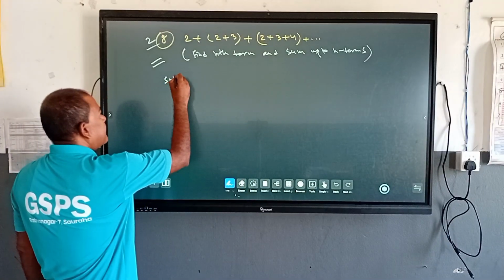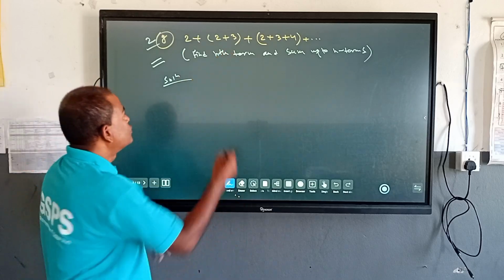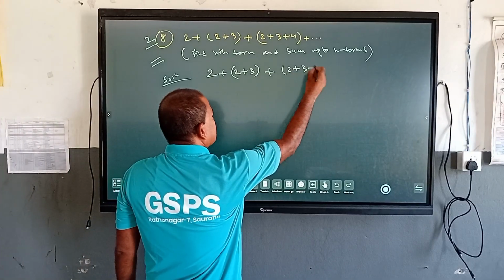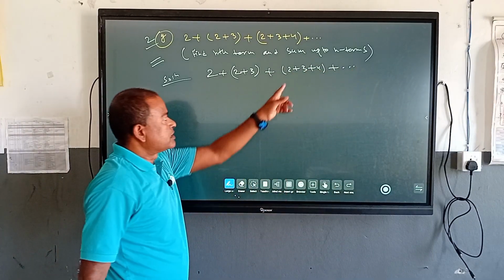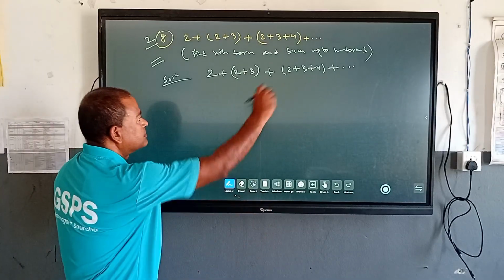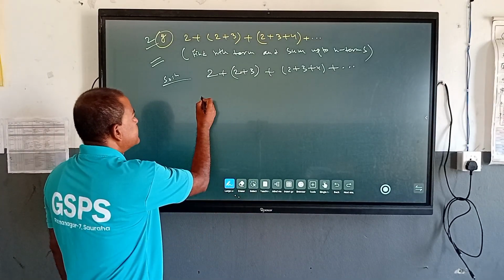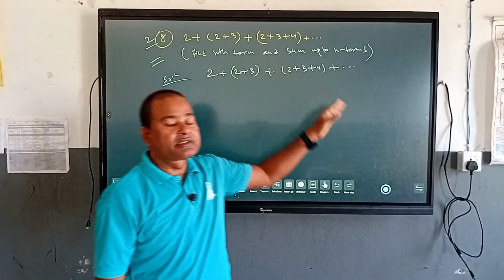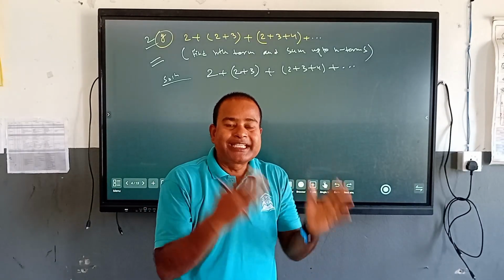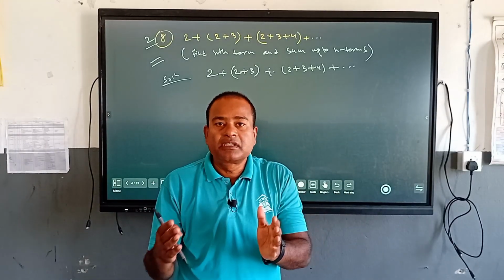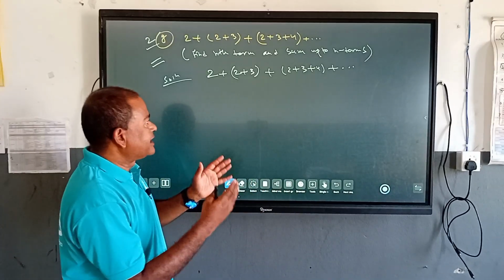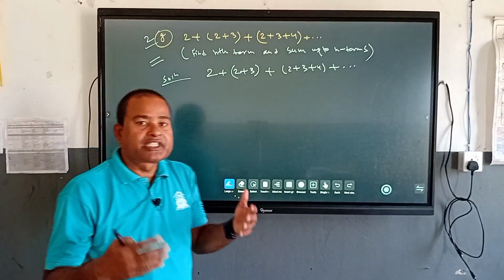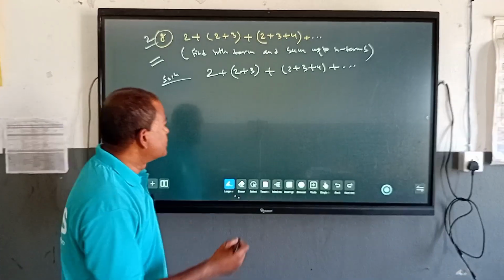Dear students, the given series is 2 plus 2 plus 3 plus 2 plus 3 plus 4 plus dot dot dot. Each term of the series, that means first term, second term, third term, each term of the given series is given as the sum of numbers. So directly we can find out the general term by using the formula of the general term of arithmetic sequence or geometric sequence.